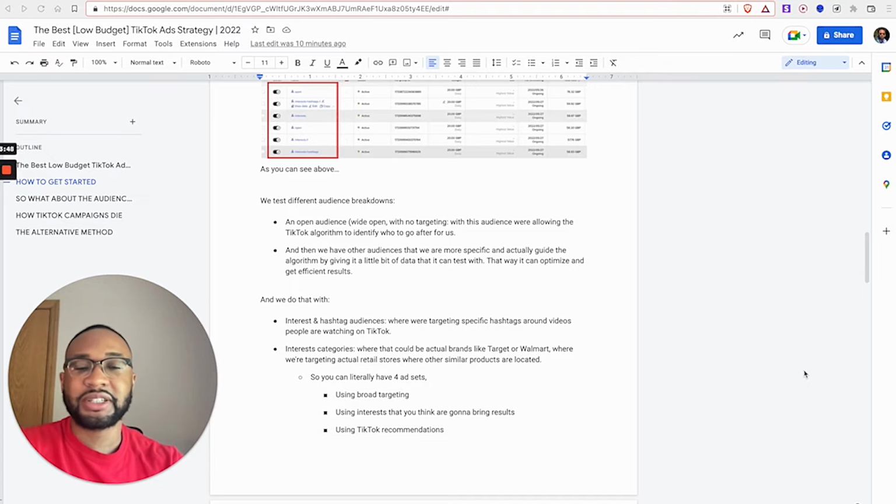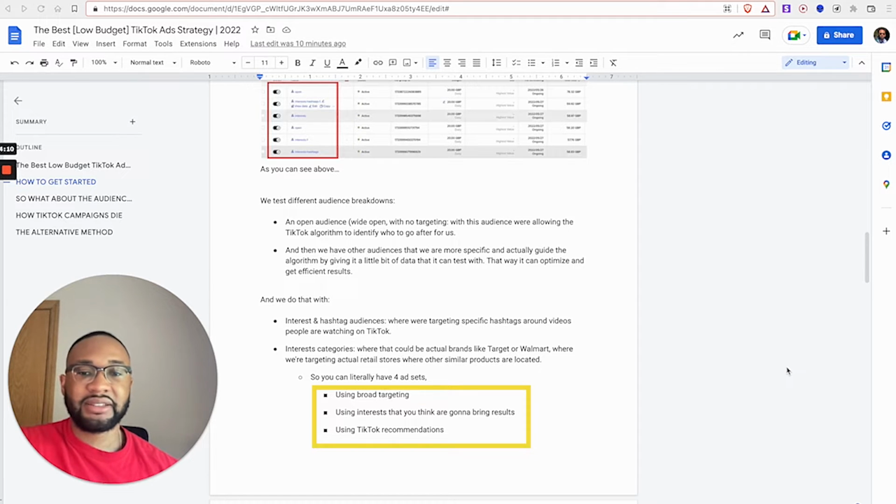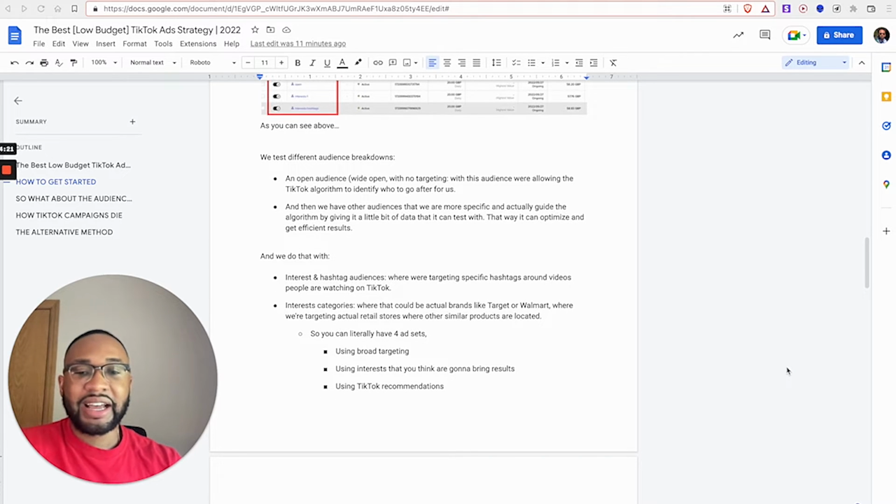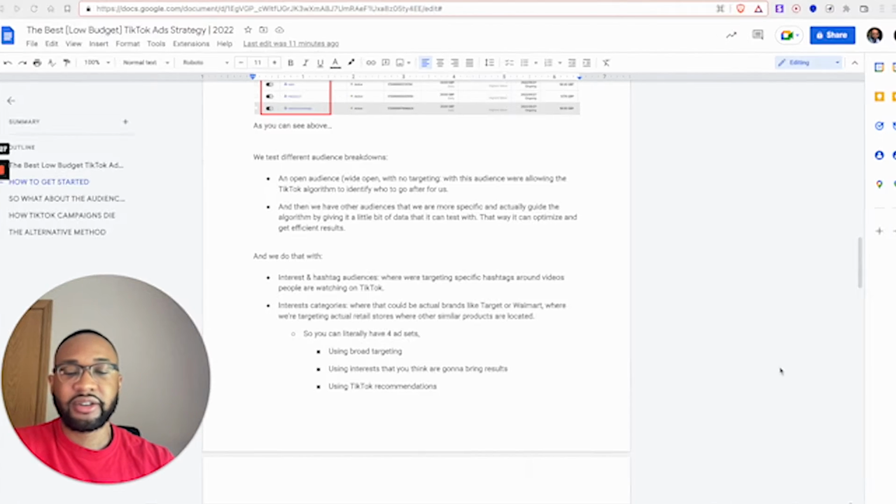And then we do that with the interest and hashtag audiences. So we'll be targeting specific types of hashtags around certain types of videos that people are watching on TikTok. As well, you have interest categories where there could actually be brands. For example, let's just say Target or Walmart, where we're targeting actual retail stores where other products are located. That could also be in skincare, let's say places like Sephora or Ulta Beauty, right? So you could have 4 types of ad sets. One of the ones that really does well is using broad targeting, right? Using interests that are going to bring different types of results, using TikTok's recommendations and using hashtags or competitors' hashtags. So for example, if you sell skincare, target hashtag Glossier, for instance.